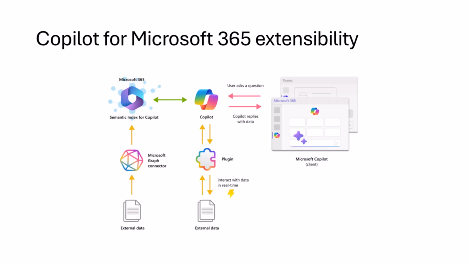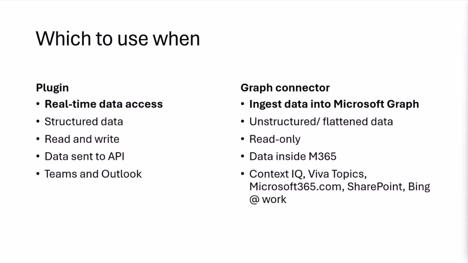Now, this is a series, quick recap. Last week, we talked about the different options available to you for Copilot for Microsoft 365. So there are two ways to extend Copilot. You have Microsoft Graph connectors, and you have plugins that are available to you. And just to quickly recap as well, which one to use when. Here we've got the differences in front of you.